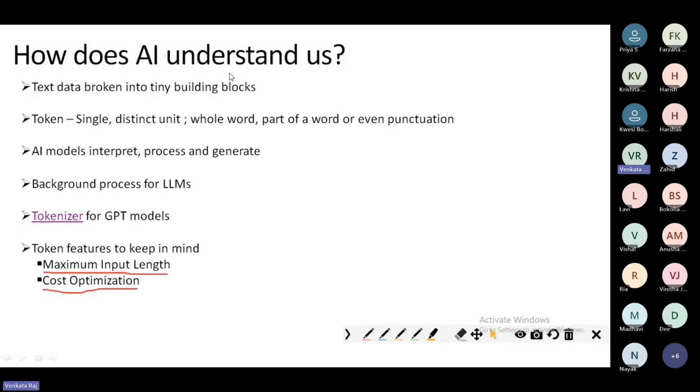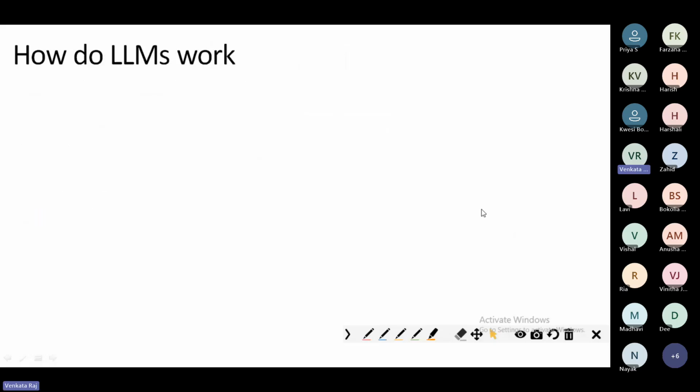So this is how, guys, the point which I was telling is, when we are giving the text, the AI model is understanding us by the process of tokenization. Okay, it is understanding us by the process of tokenization. Clear, all of you? Now, moving on to the next one. How do these LLMs work? Okay, how do these LLMs work, everyone?